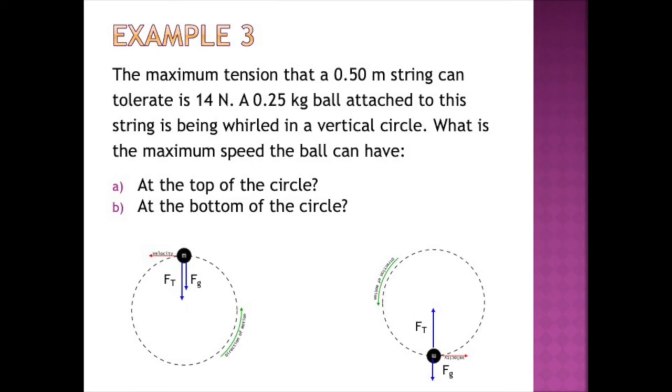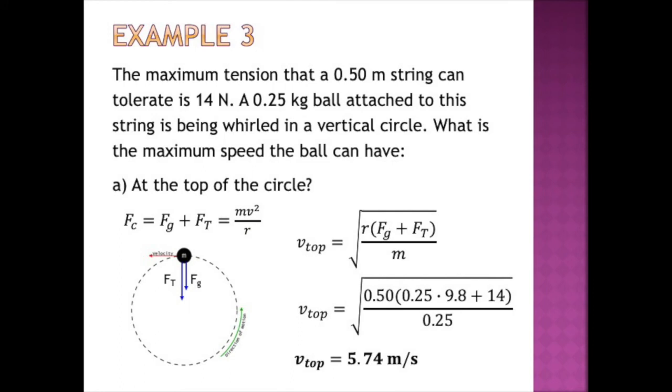The first and most important thing I want you to recognize here is the free body diagram at the top and at the bottom. You can see that at the top, both forces of tension and gravity are pointing towards the center, and at the bottom, the force of tension is still pointing towards the center because it's responsible for its path, but Fg is pointing down as it should. What this means is we're now into the apparent weight type scenarios that you dealt with in elevators last year, which means that we should have different maximum speeds at the top and at the bottom.